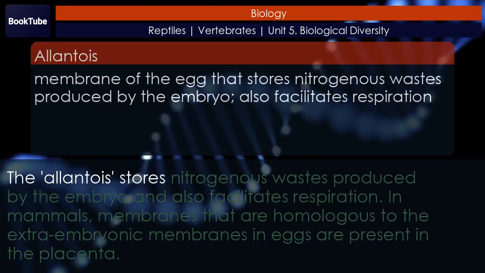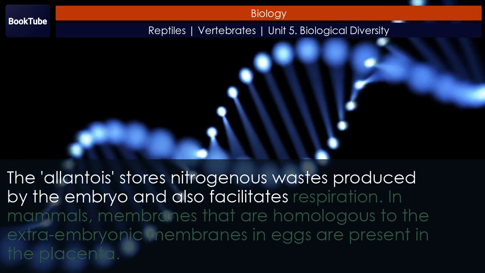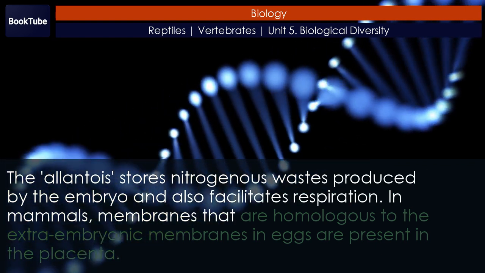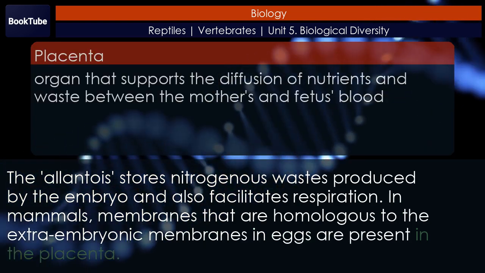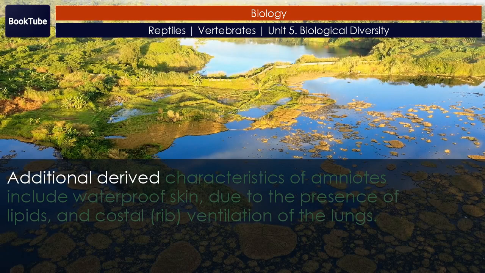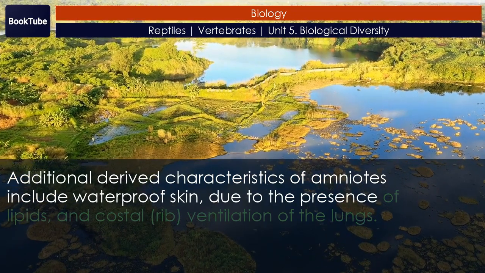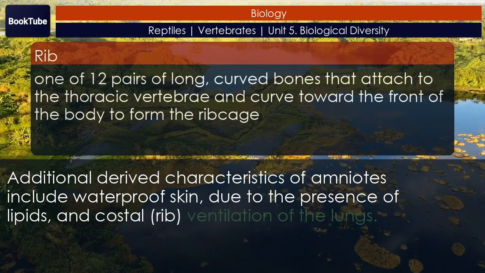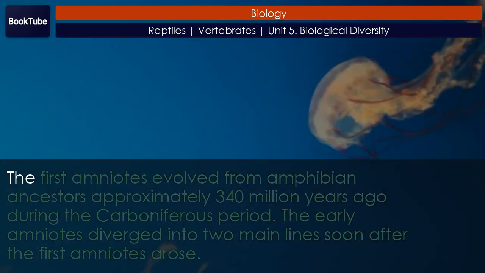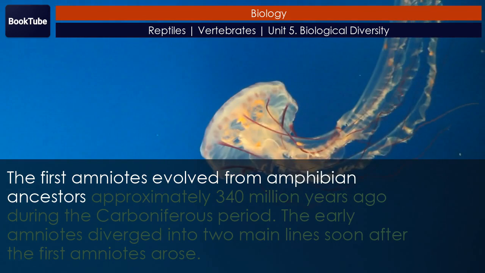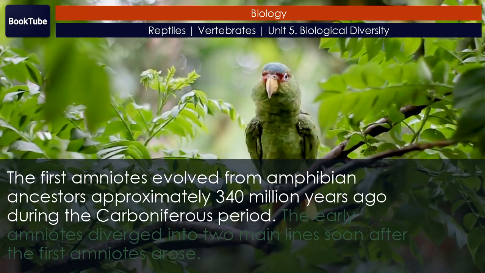The allantois stores nitrogenous wastes produced by the embryo and also facilitates respiration. In mammals, membranes that are homologous to the extra-embryonic membranes in eggs are present in the placenta. Additional derived characteristics of amniotes include waterproof skin, due to the presence of lipids, and costal rib ventilation of the lungs. Evolution of amniotes. The first amniotes evolved from amphibian ancestors approximately 340 million years ago during the Carboniferous period.